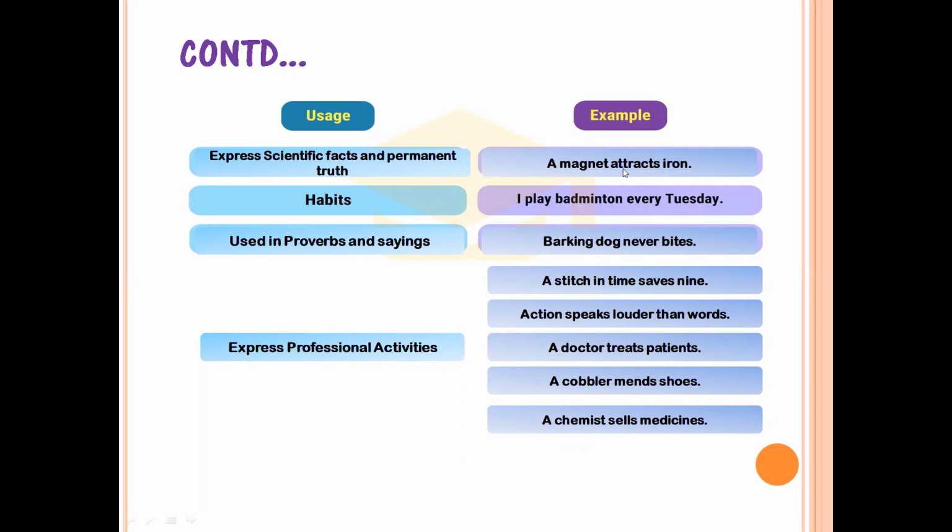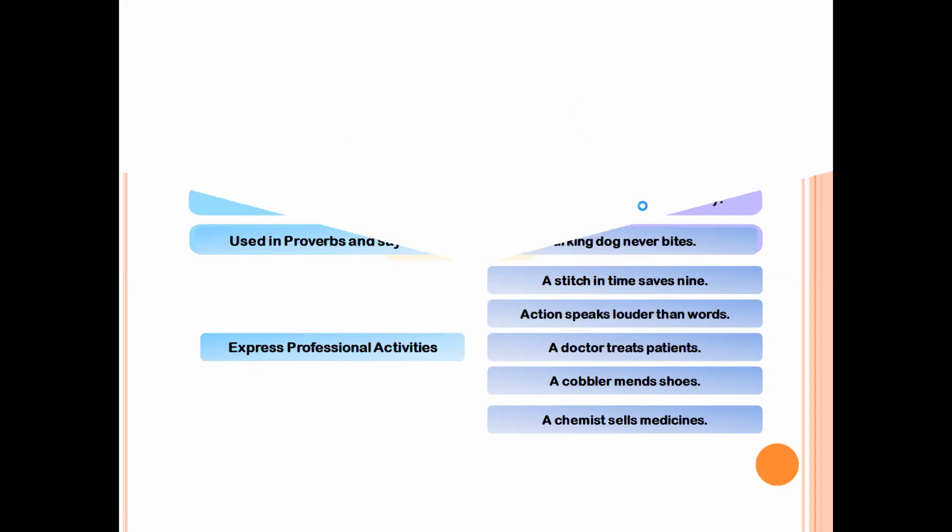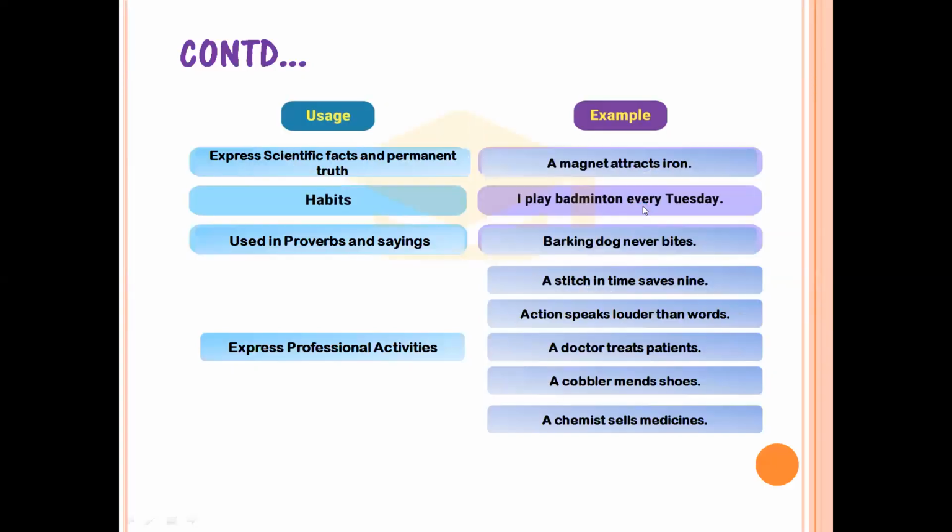So here, see, we have used the first form of verb. In simple present, we use the first form of verb. Because our subject, magnet, is singular, we have added s with the verb. The second condition is we make use of simple present to denote habits. Habits means something which is happening in repetition. For example, I play badminton every Tuesday. Because this is something which I do every Tuesday, it is my habit. That is why we are using simple present tense.